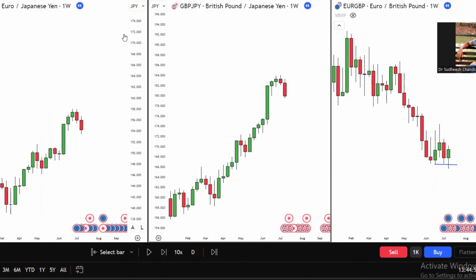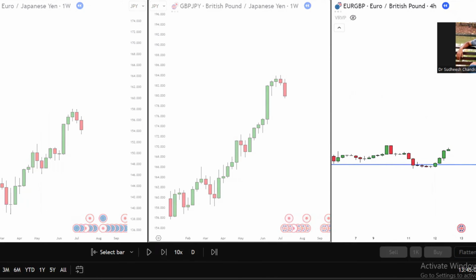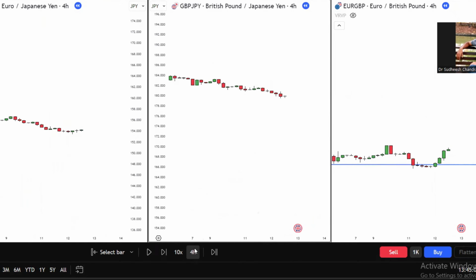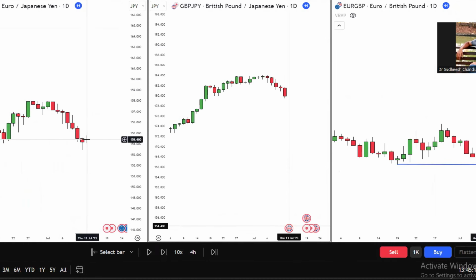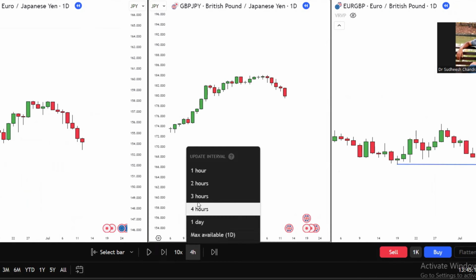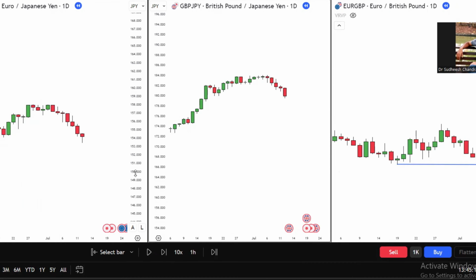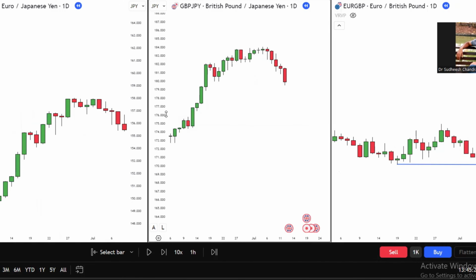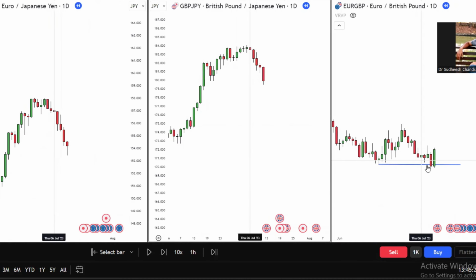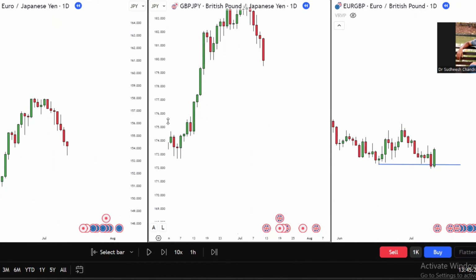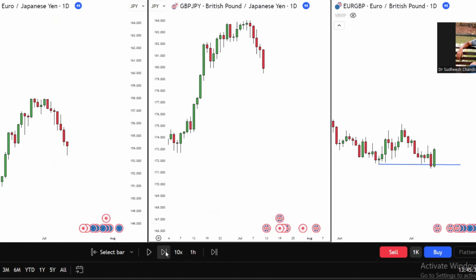I want to change this. Let me go back to the daily time. I want to change this to 1 hour, right? So we want price to restructure itself, right? And what's happening? So price has taken that liquidity. Let's just see if we get any bullish trade, right?